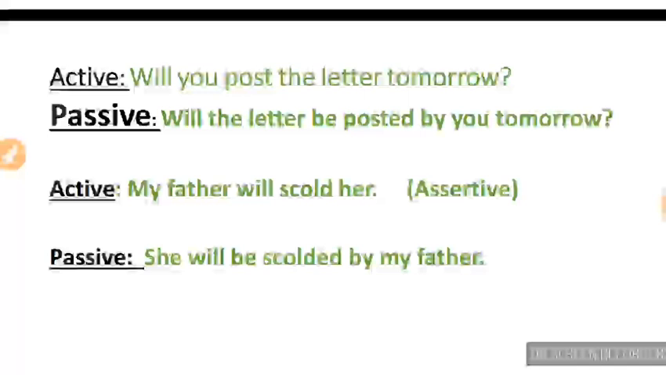Active. My father will scold her. It's an assertive sentence. My father will scold her. Passive. She will be scolded by my father. Here, her will be changed into its subjective case she, and the helping verb will be changed into will be, and then the past participle form of the given main verb scolded, and at last by plus subject will be changed into its object. See, so the sentence will be she will be scolded by my father.